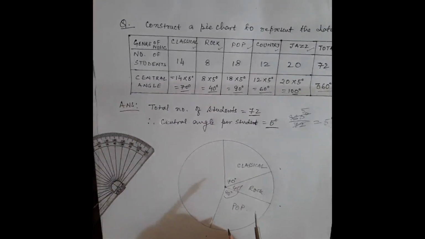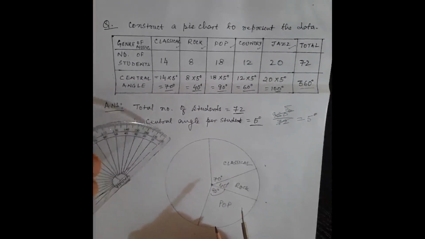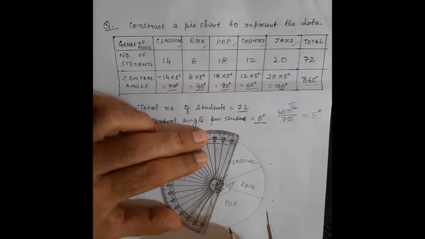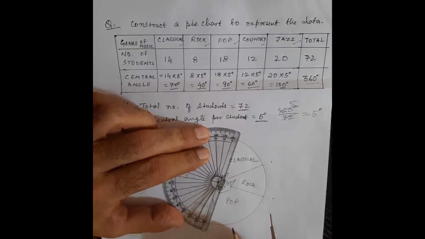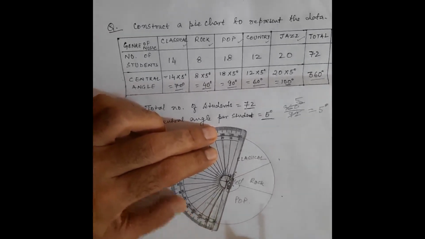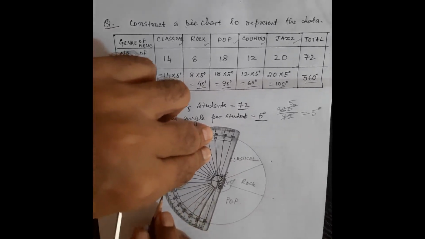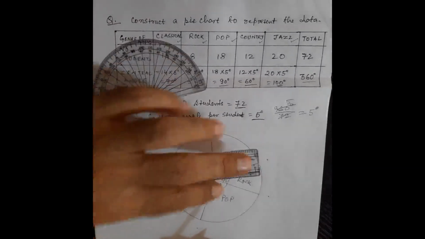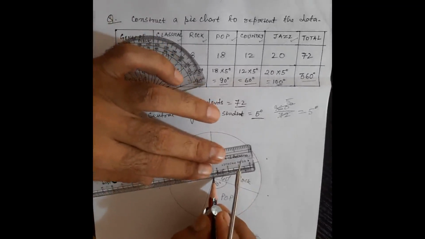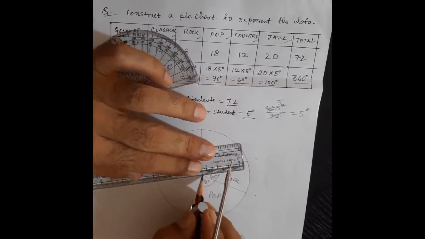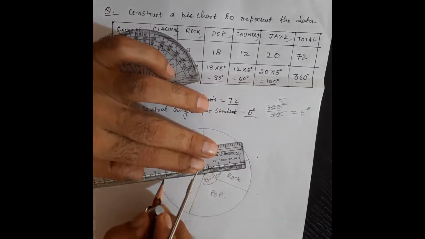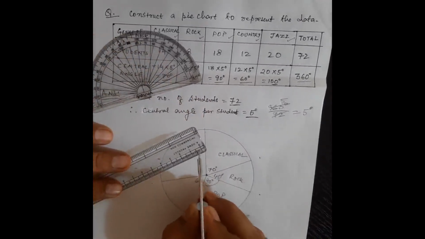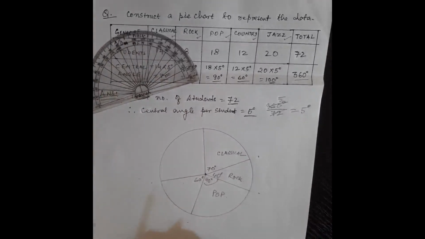Now the next one is country music. Country music is 60 degree. Again we will put our protractor at the center and taking as the new radius which we have just got, and putting our point for 60 degree, which may be outside. Let us not draw the radius which is crossing the arc of the circle. It will not look nice, so we will just keep it inside.